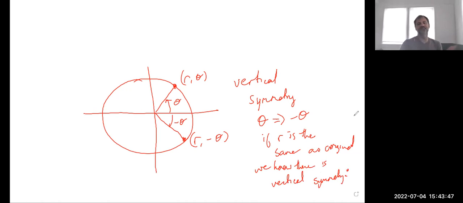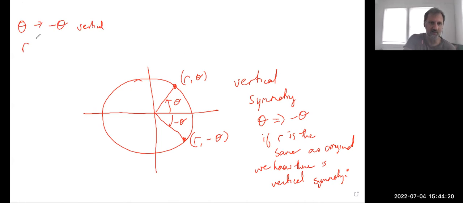Okay, so the thing that's kind of disappointing is that the converse conclusion is not true. We can't conclude that if r is not the same, there is not vertical symmetry. It just means that we have an inconclusive result, which means it may or may not have vertical symmetry. I'll show you some examples of that. So that's the first test, theta replaced with negative theta, and that's vertical.